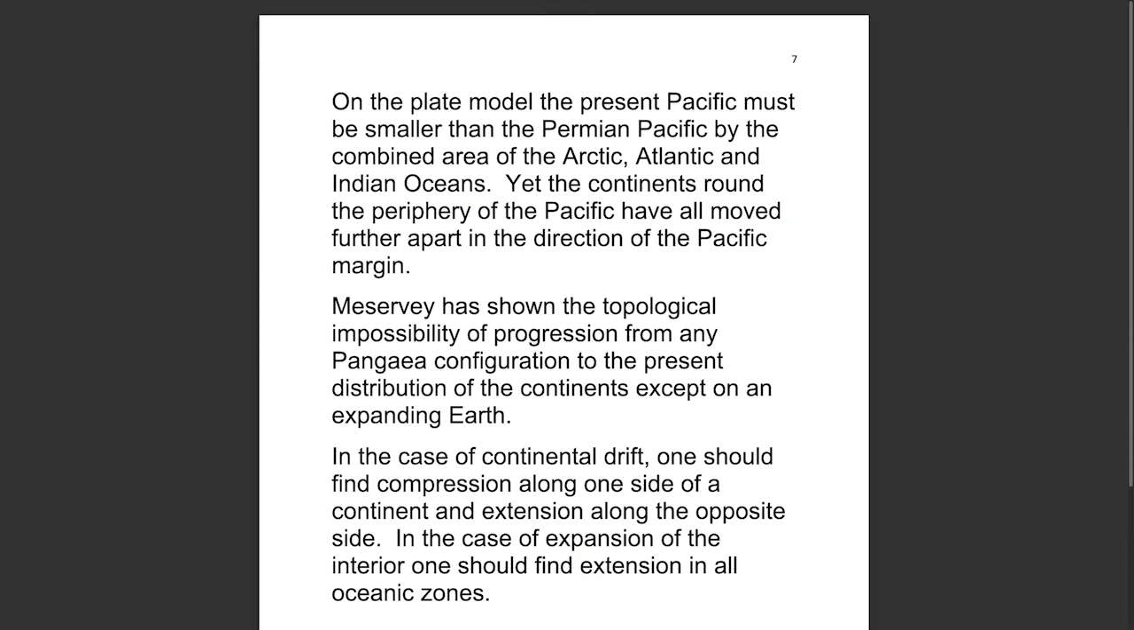Yet the continents around the periphery of the Pacific have all moved further apart in the direction of the Pacific margin. Mazurbe has shown the topological impossibility of progression from any Pangea configuration, and that means any, to the present distribution of the continents, except on an expanding Earth. That's the only way you could have a singular crust, but it's not the Pangea as they're putting forth in continental drift. In the case of continental drift, one should find compression along one side of a continent and extension along the opposite side. In the case of expansion of the interior, one should find extension in all oceanic zones.